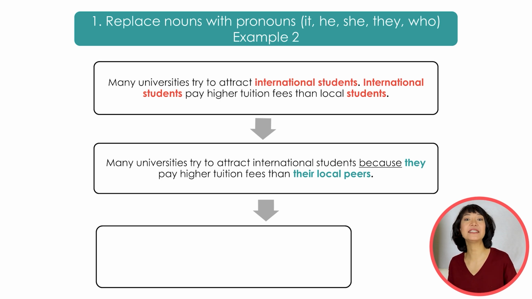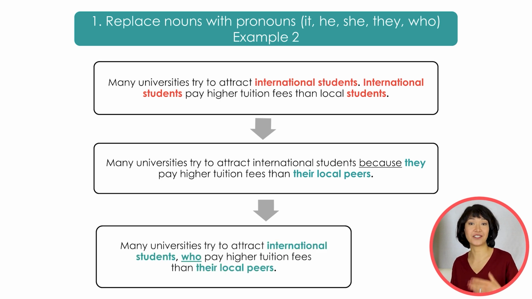Here we're given a reason why universities want more overseas students. And I've replaced international students with the pronoun they and local students with their local peers. Peers are people of the same age and the same social position. In this case, it means local students. We could have another type of sentence. Many universities try to attract international students who pay higher tuition fees than their local peers.